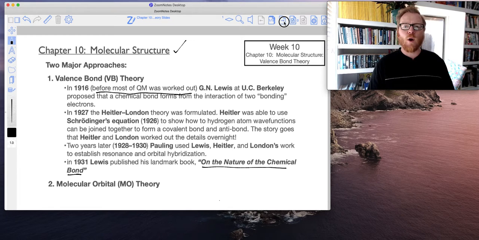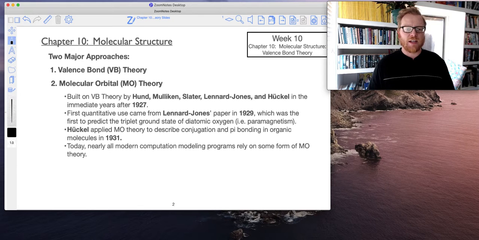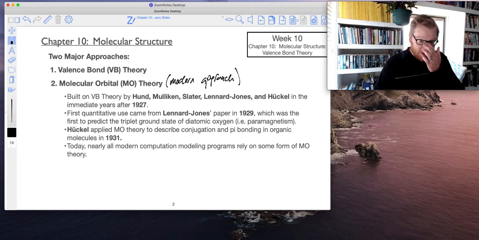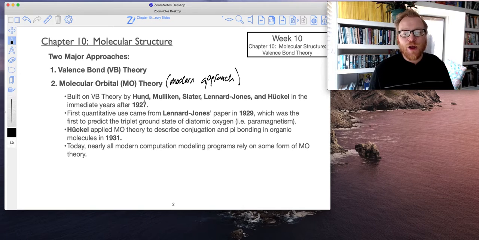And so then molecular orbital theory, that's going to be the subject of what's coming in the next week, week 11. But just to briefly touch on this, molecular orbital theory is the modern approach for quantum computation and molecular orbitals. So it's built on valence bond theory. And then here we go, more famous names. Hund from Hund's rule. Mulliken from the Mulliken oil drop experiment. Slater, like the Slater determinant. Lennard-Jones, the Lennard-Jones potential well.